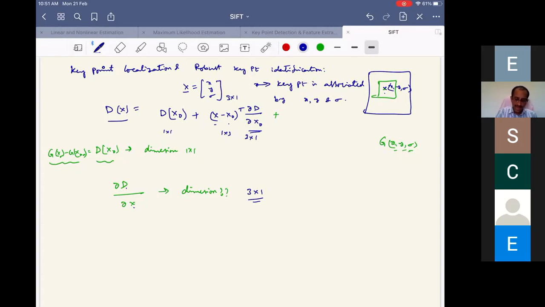Now, what is the next term? I will be very happy if some of you are able to tell what the next term is here. I am expanding a scalar function of several variables, trying to write its Taylor series expansion, putting all those variables together. So what should I write here? Any idea? At least tell me what term of D will come here. You can make a guess. Square. Second derivative. Very good. Second derivative of D.